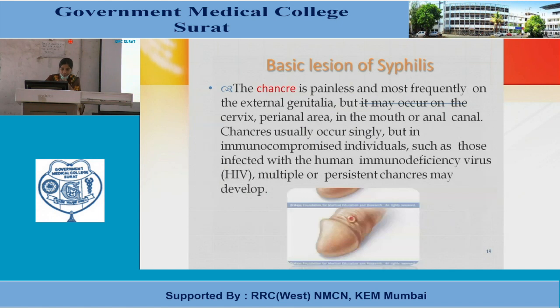So over here, the chancre is painless and most frequently on the external genitalia, but it may occur on the cervix, perianal area, in the mouth or anal canal. Chancres usually occur singly, but in immunocompromised individuals such as those infected with HIV, multiple or persistent chancres may develop. So this is a single painless chancre.